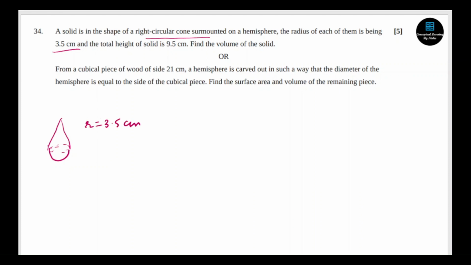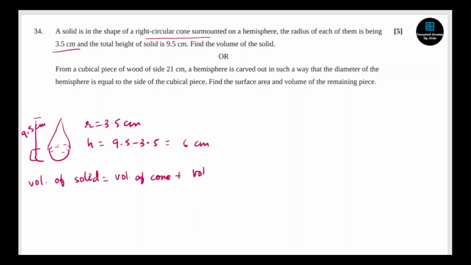The total height of the solid is 9.5 centimeter. And this part is the radius. So you can find the height of the cone. Height of the cone h is equal to 9.5 minus 3.5, which is 6 centimeter. And you have to find the volume of the solid. So volume of solid is volume of cone plus volume of hemisphere, right?